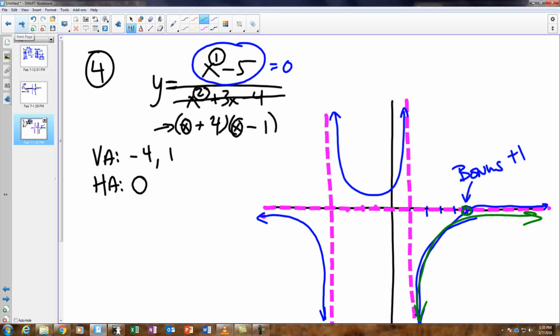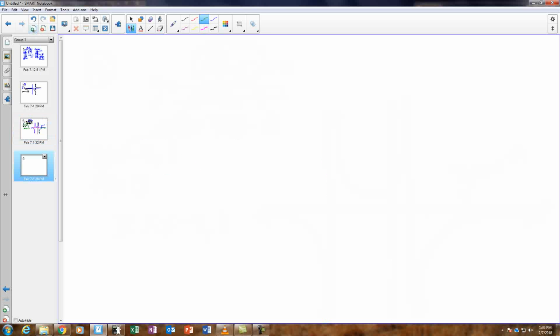So those are our graphs. Oh, we need the domain. The domain is that x cannot be negative 4 and 1. Those guys right there become the domain restriction. That's why we draw the vertical asymptotes, is to avoid using those specific values. All right, 5 and 6 are very, very similar.